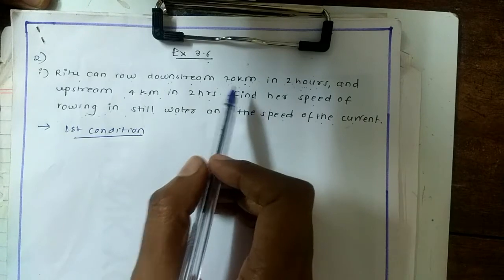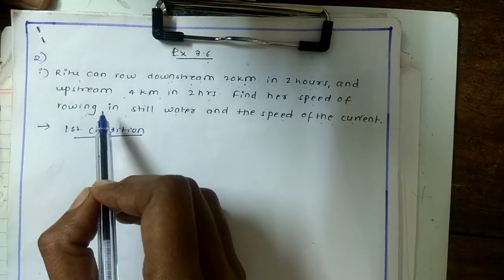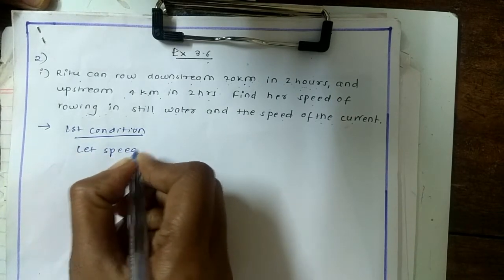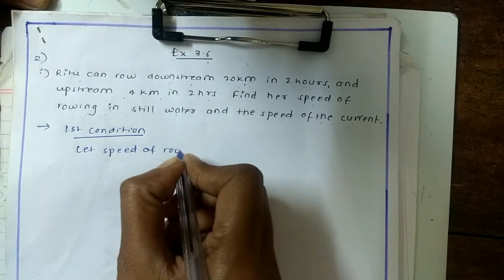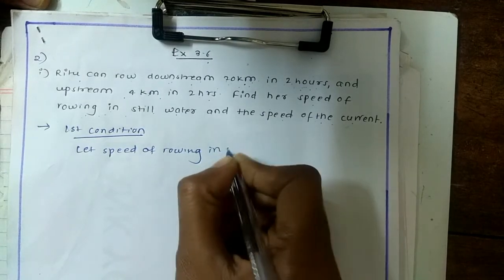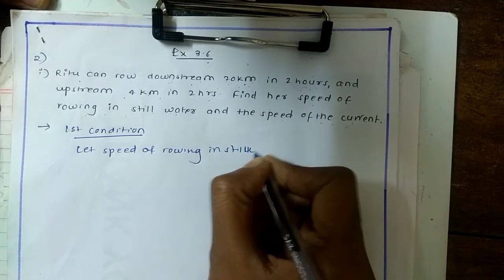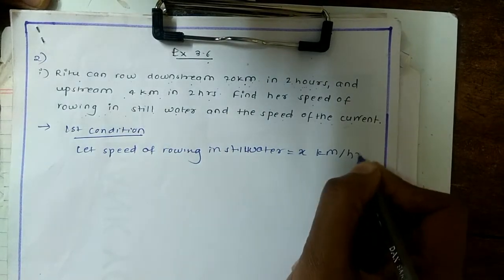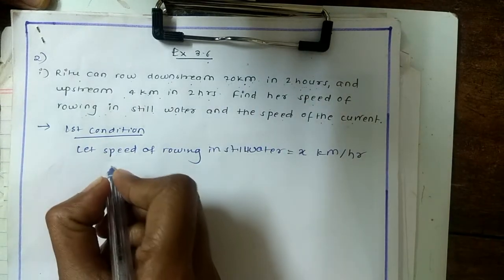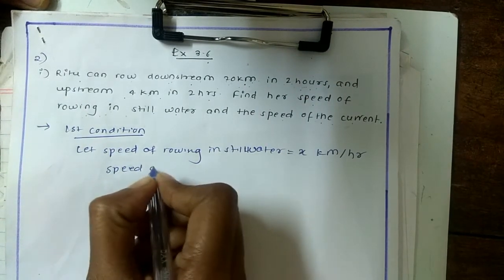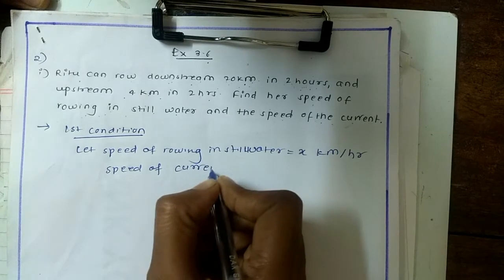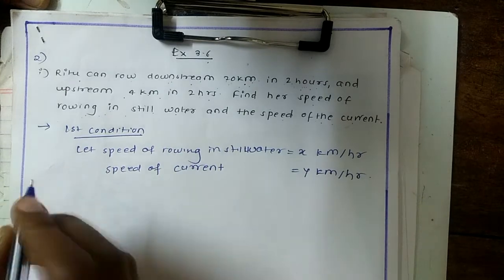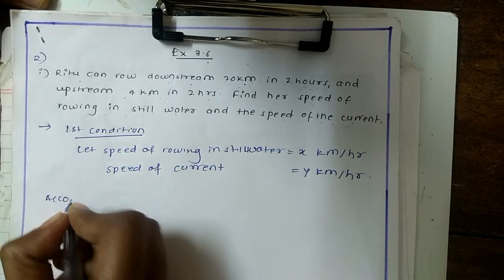First of all, you have to take the speed of rowing and the speed of current. Let the speed of rowing in still water be x kilometer per hour, because we are taking kilometer per hour here. Next, let the speed of current be y kilometer per hour. So we'll write the situation according to the question.